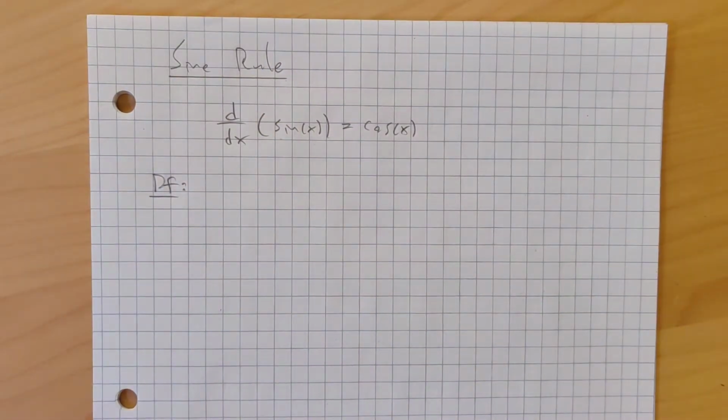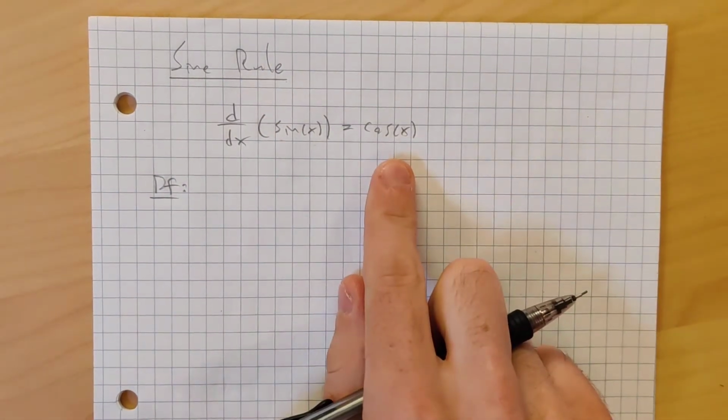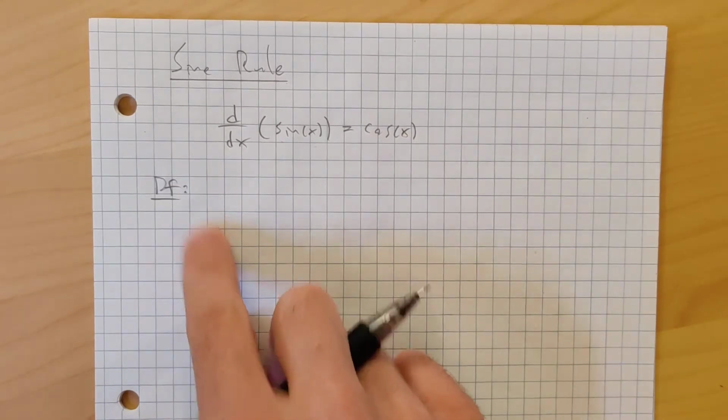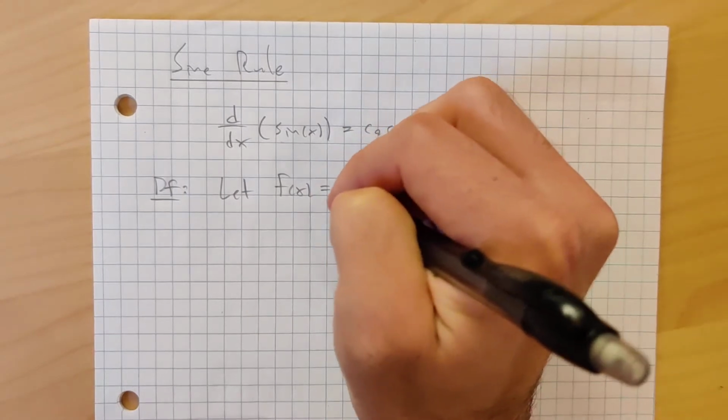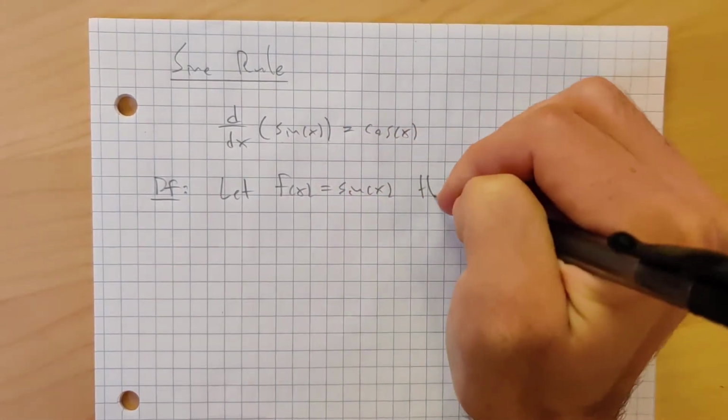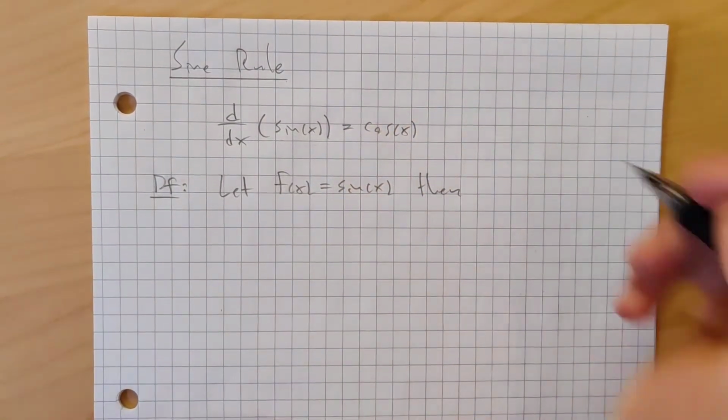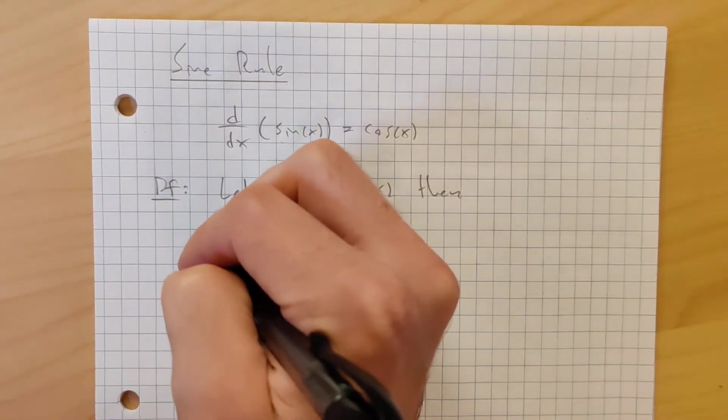The sine rule says the derivative of sine of x is cosine of x. So let's prove this. I'm going to let f of x be the function sine of x, and then we're going to apply the definition of the derivative, see what happens.